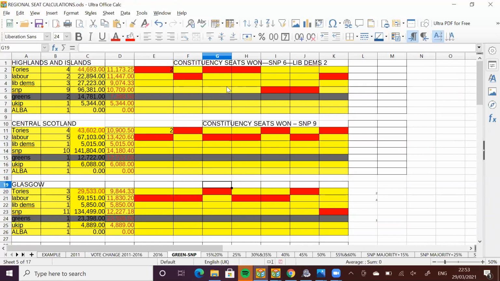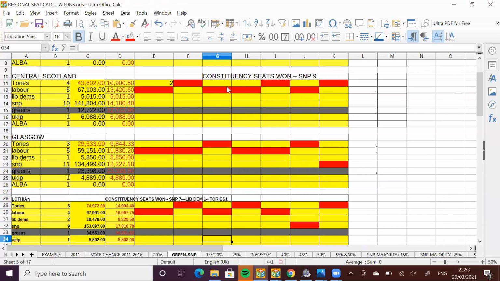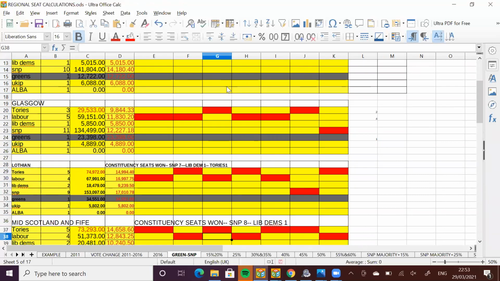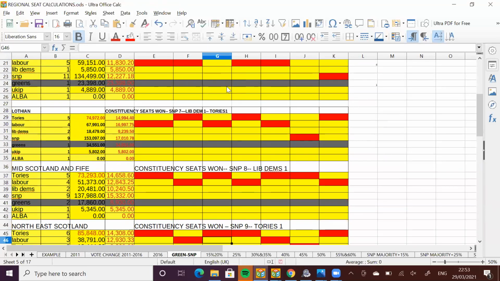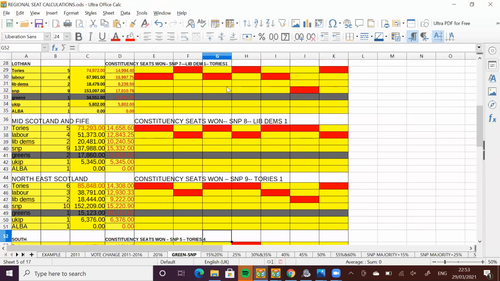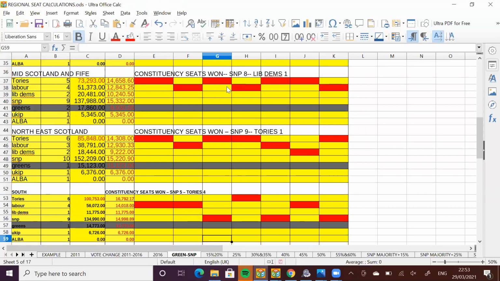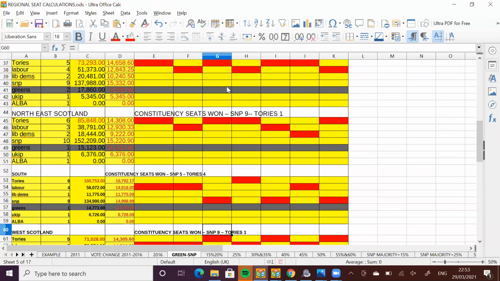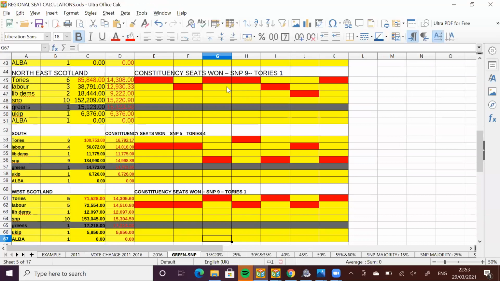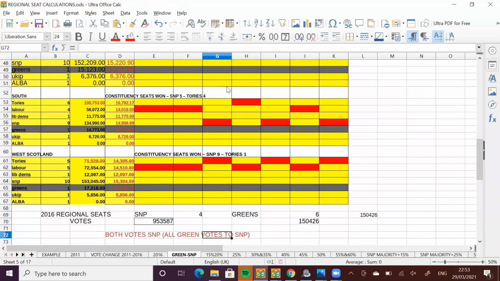None in Central Scotland, 1 in Glasgow, 1 in Lothian, none in Mid Scotland and Fife, none in North East Scotland, 3 in South Scotland, and none in West Scotland. So in 2016, the SNP got 4 seats and the Greens got 6 seats. This is the number of votes they got.